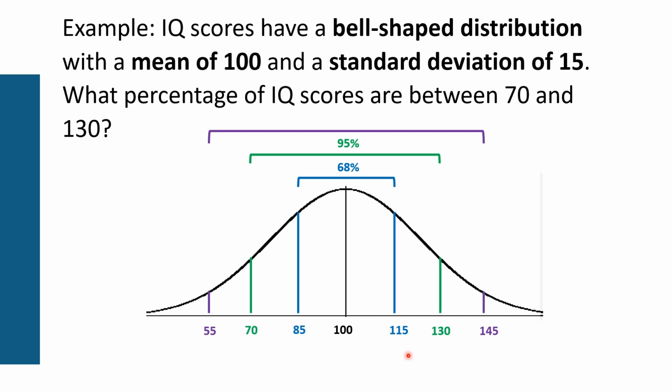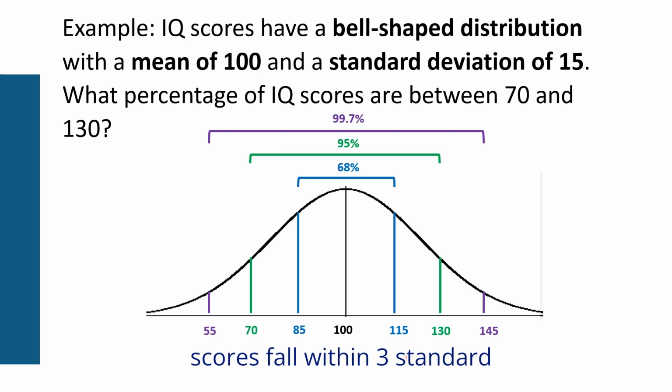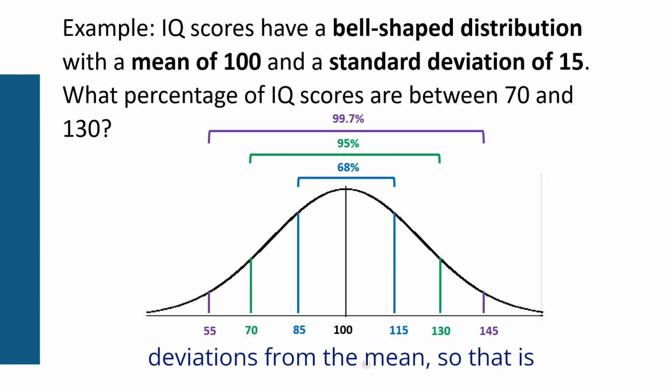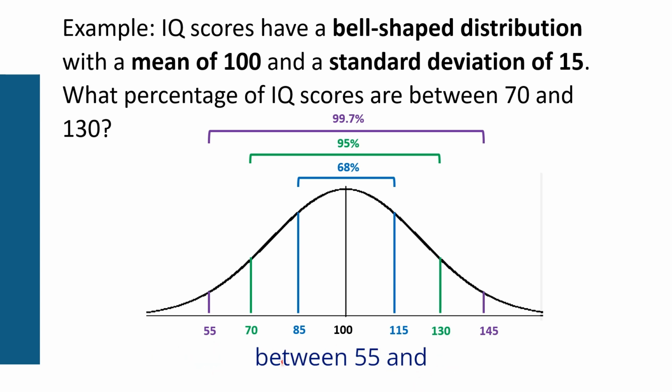And then 99.7% of IQ scores fall within three standard deviations from the mean, so that is between 55 and 145. So based on this graph, we know that 95% of IQ scores are between 70 and 130.